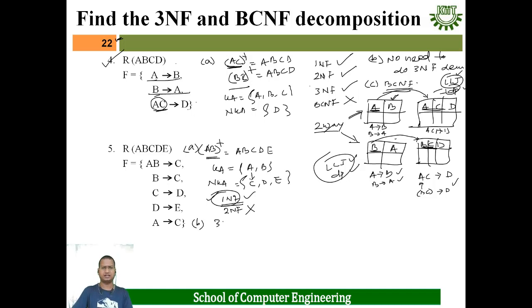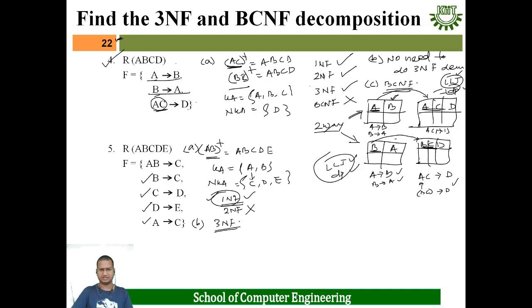Then B part, 3NF decomposition. How to do 3NF decomposition? In 3NF decomposition, those transitive dependencies we have to remove. First we have to make it 2NF decomposition, then 3NF decomposition. Now, all partial dependencies as well as transitive dependencies we have to remove. In this case, A to C is a partial dependency, and C to D is a transitive dependency, and B to C is a partial dependency and D to E is a transitive dependency. All the partial and transitive dependencies we have to remove in this case.